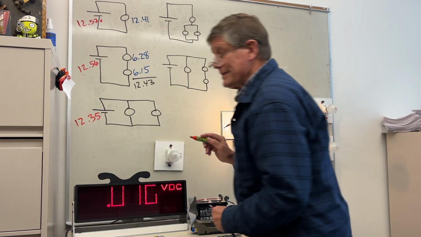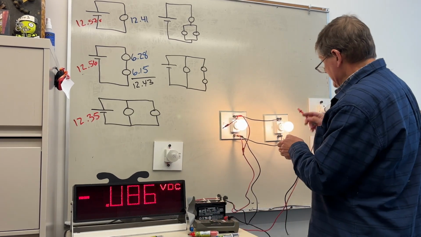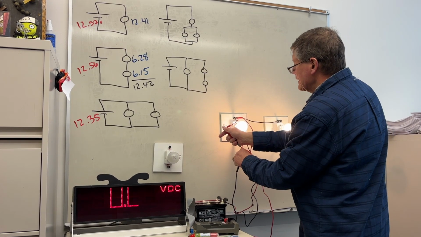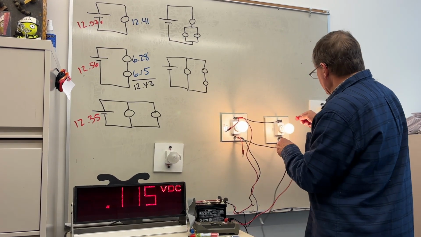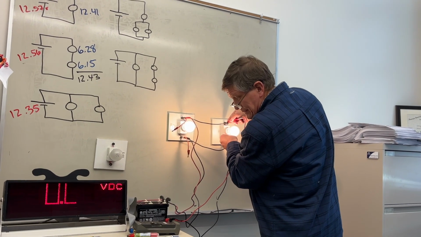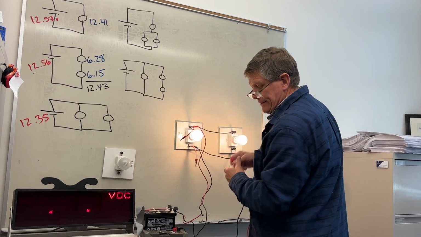Again, if it were an ideal battery, there wouldn't be any drop at all whatsoever. Now, as I measure across the bulbs, I get 12.14 and 12.08.